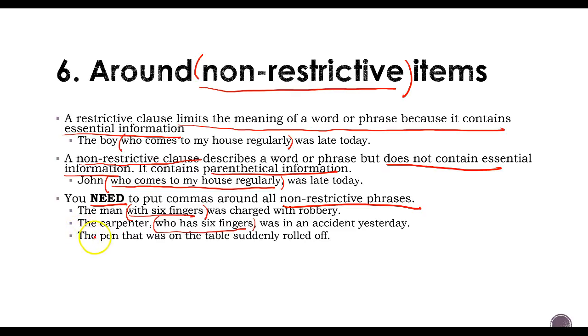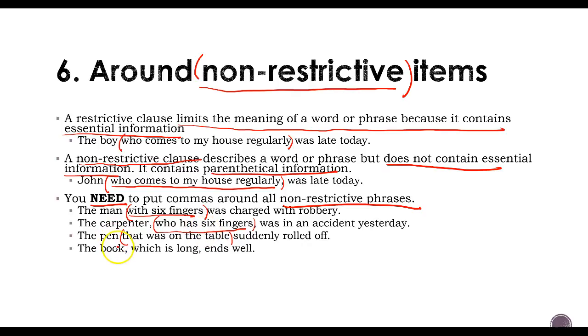The pen that was on the table suddenly rolled off. So this one's a little bit more obvious. "The pen suddenly rolled off" is much different than "the pen that was on the table suddenly rolled off." The sentence actually doesn't make that much sense if we say "the pen suddenly rolled off." "That was on the table" is an essential part of the sentence.